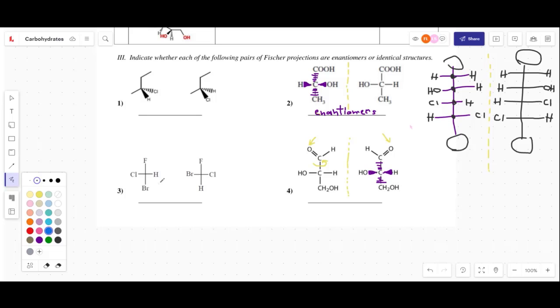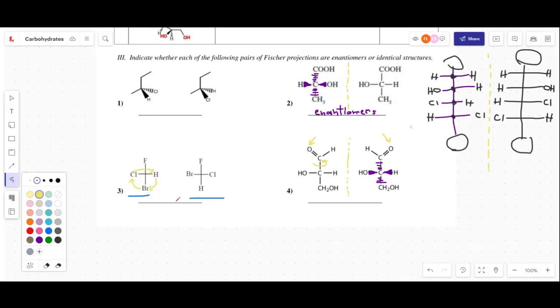So for example, if I wanted to compare this one with this one, I can only do it if the top group and the bottom group are the same. So what I'm going to do is take that first group here and rotate the hydrogen to the bromine, to the chlorine, and the chlorine to the hydrogen.